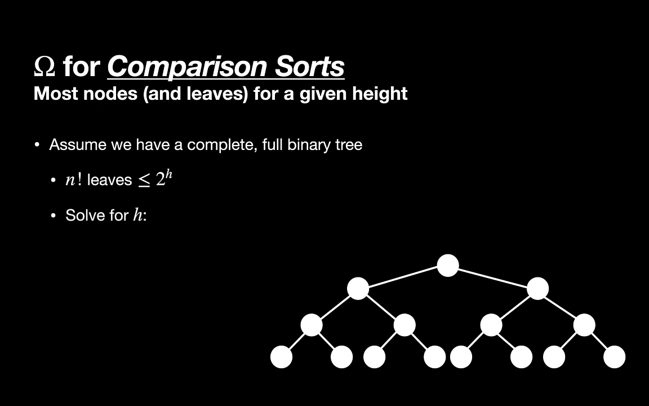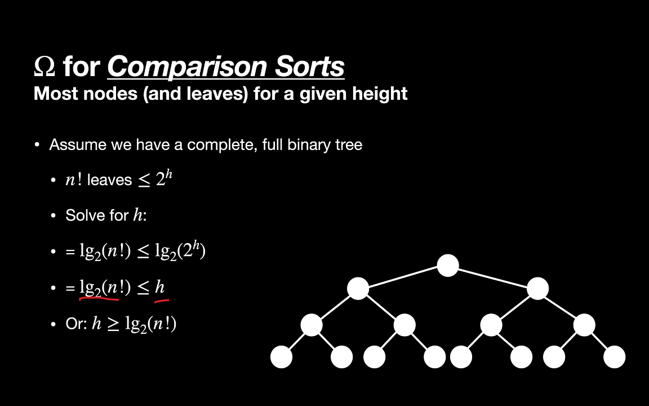So we're going to go ahead and solve for h. We'll take the log of both sides here, and we'll simplify a little bit. Log base 2 of 2 to the h can be simplified to just h. So we now have an equation expressing the number of permutations versus the height. Or we can read this backwards, and we can say that the height must be greater than or equal to the log base 2 of n factorial.